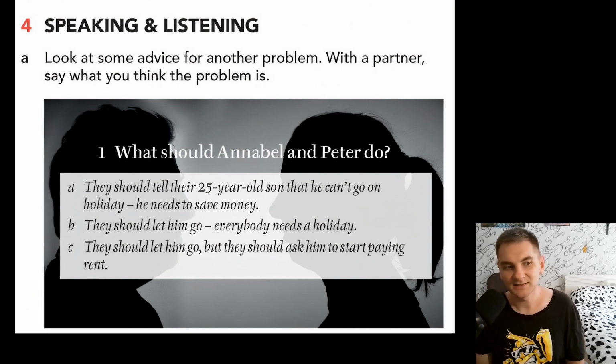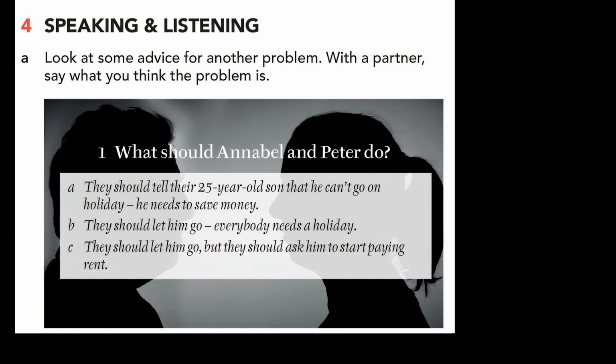Of course I can be your partner and we can discuss it, but I don't want to spoil the pleasure of guessing. Look at the options and try to guess what the problem is. You can start by saying, I think Annabelle and Peter have a problem with, and you continue. Now guess it.